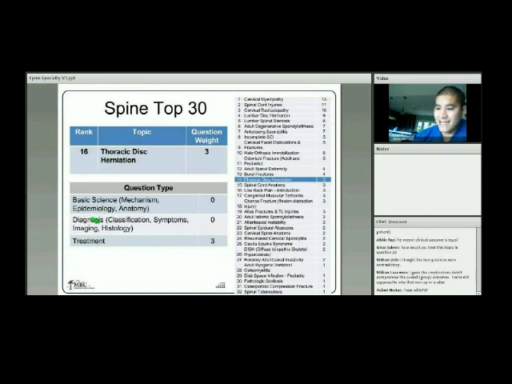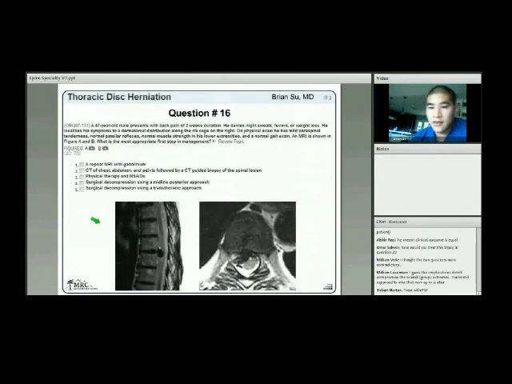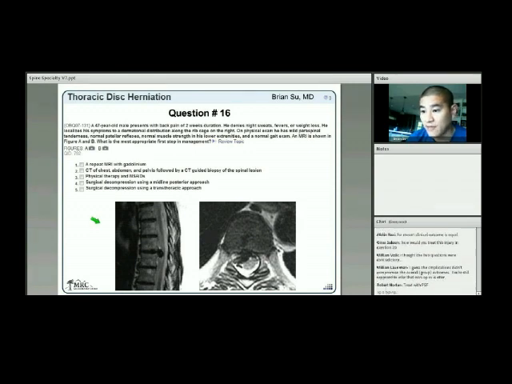Next topic is thoracic disc herniation. A 47-year-old gentleman presents with back pain of 2 weeks duration. He denies night sweats, fevers, or weight loss, so you're not thinking infection. He has symptoms in a dermatomal distribution along the rib cage on the right. On physical exam, he has mild paraspinal tenderness, normal patellar reflexes, normal muscle strength in the lower extremities, and a normal gait. So they're trying to tell you that neurologically this person is normal, does not have cord compression, at least from an exam standpoint.